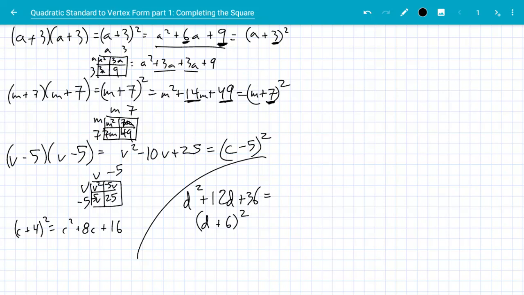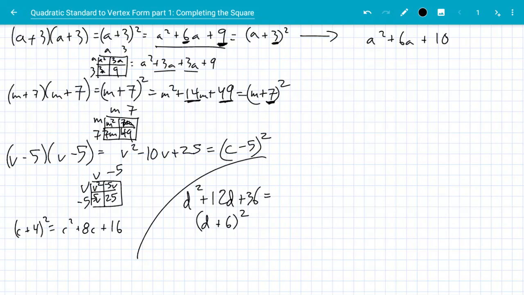Now, sometimes it's not a perfect square. Sometimes we want to put it in this format, but it's not going to be a perfect square. But what we can do is make it a perfect square and then fix it at the end. So let's take this one, and let's say that instead of a squared plus 6a plus 9, we had a squared plus 6a plus 10. Of course that's not going to be factorable to a perfect square.